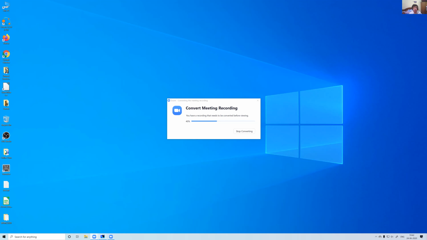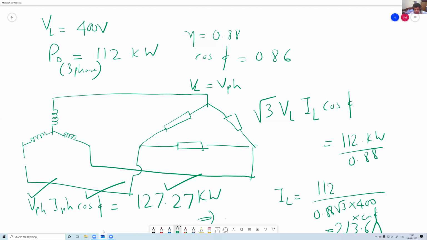Okay, so apparently there was something wrong with the calculator that was creating a lot of confusion. So, are you all getting this answer? 230.6 amps.